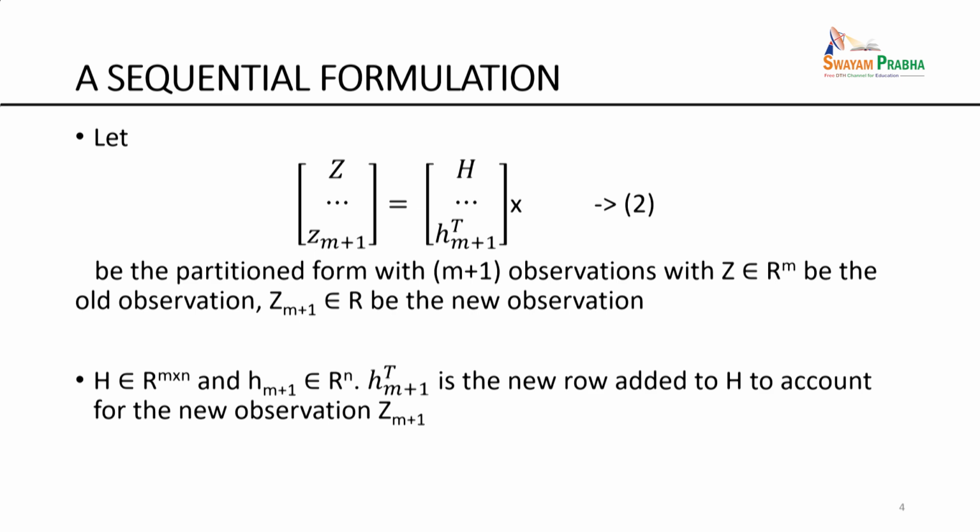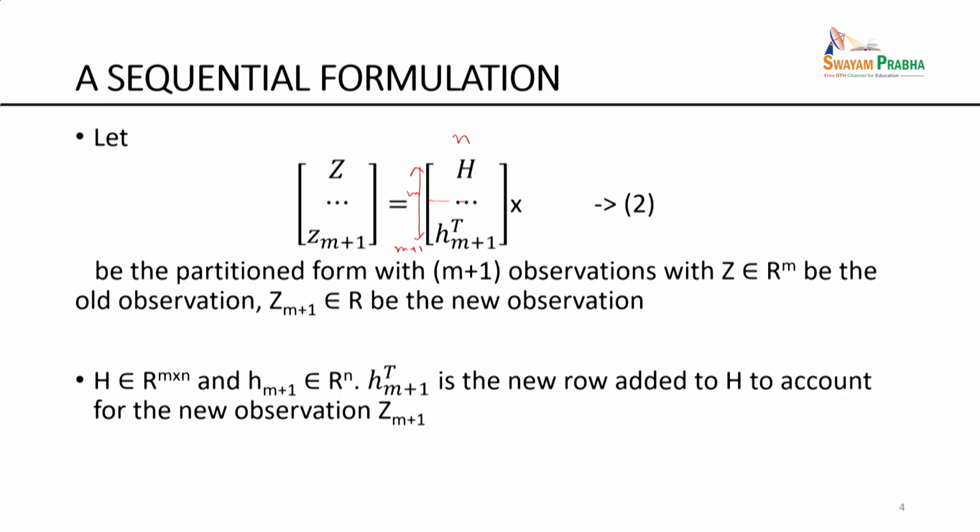So I am going to now start with a sequential formulation. Originally I had z is equal to H of x. Now I am having z_{m+1}. z_{m+1} is given by the last row of the new H with x. I am going to call the last row of new H, h transpose m plus 1. So what is H? This n, this now becomes m plus 1. Up to this was m. So originally m by n, this is m plus 1 by n. n doesn't change, only m changes.